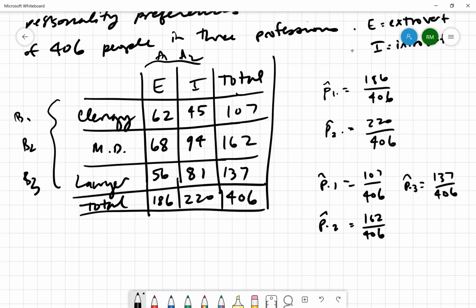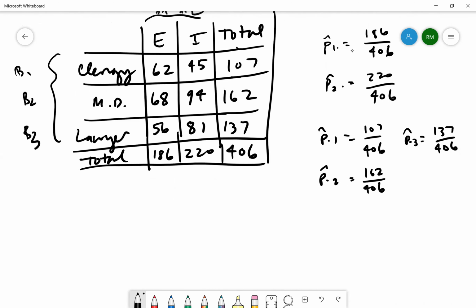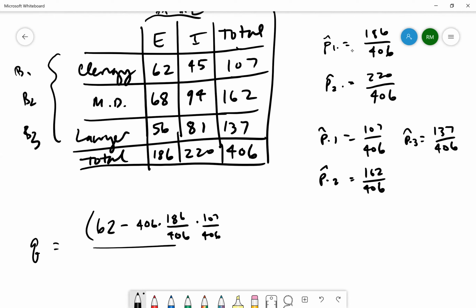So now we can compute our Q value. What we need to do for each of these different 6 categories is take the observed minus the expected, squared, over the expected. So let's talk about the first one, clergy extroverted. This is 62 minus 406 times the probability of extroverted. Well, the observed probability is 186 over 406 times the probability of clergy, which is 107 over 406, all squared over the expected.